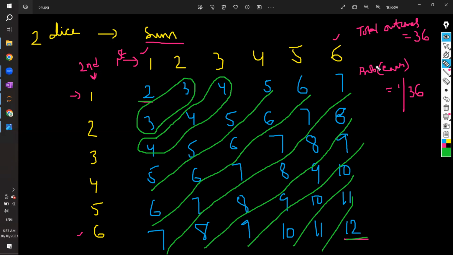Fine. So now what is the probability of 2, guys? 1 by 36. Okay. The probability of 2 is 1 by 36, and the probability of 12 is also 1 by 36. Agree? But now what is the probability of 3?